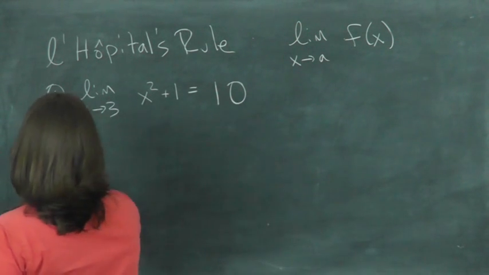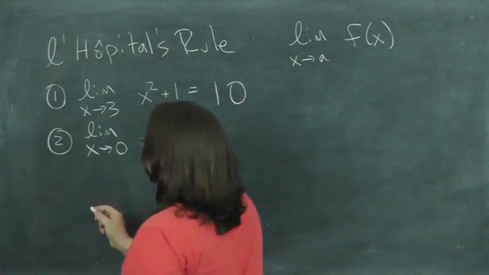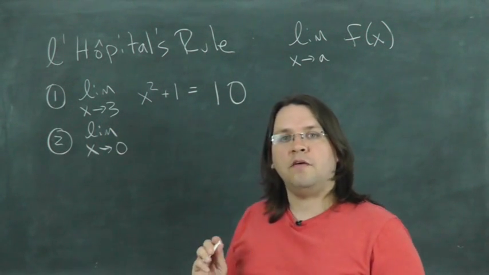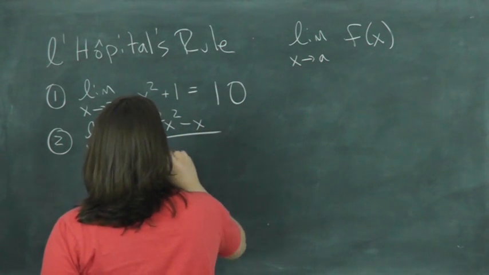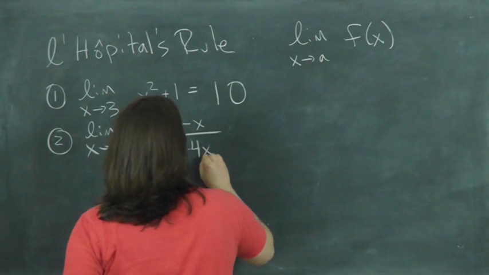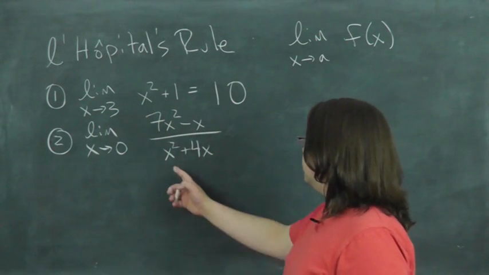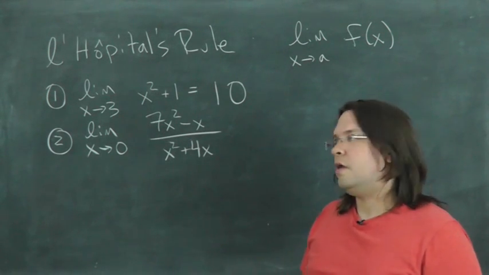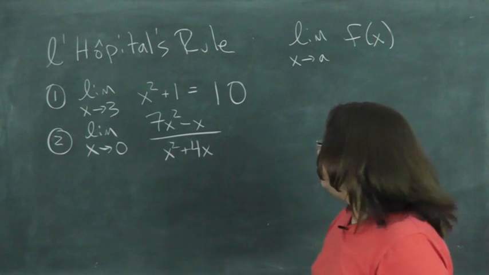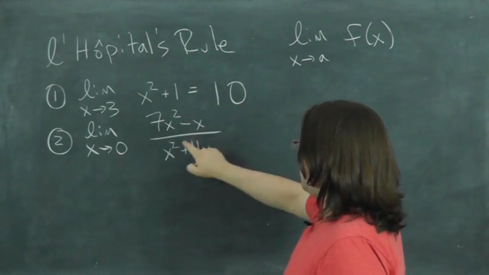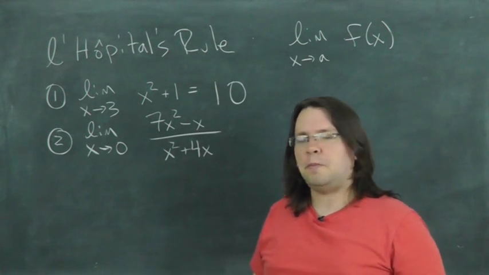Let's do something slightly more complicated. Let's compute the limit as x approaches 0 of a fraction. Let's take the fraction 7x squared minus x over x squared plus 4x. Now, if we just take the value 0 and plug it into this fraction, what happens? Well, we get 0 minus 0 divided by 0 plus 0. So we get 0 divided by 0, and that's clearly a bad thing.